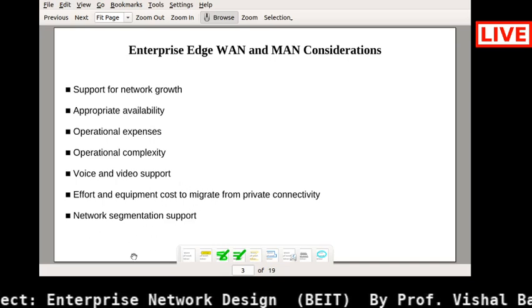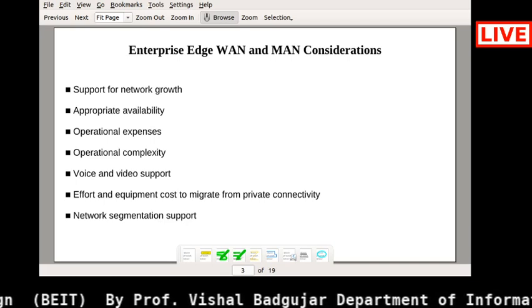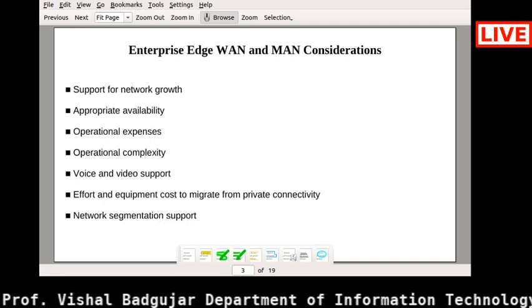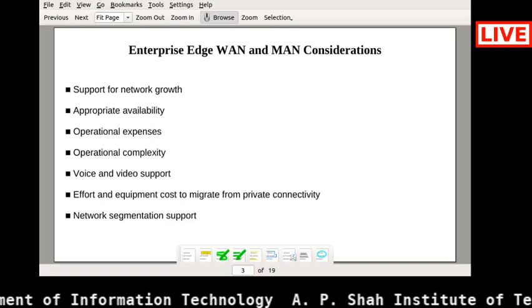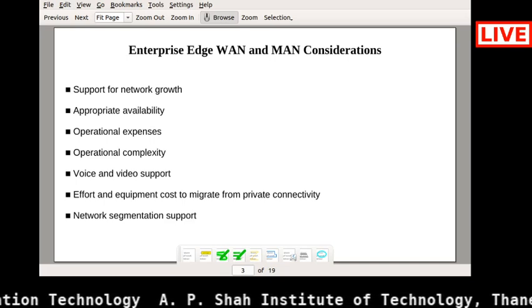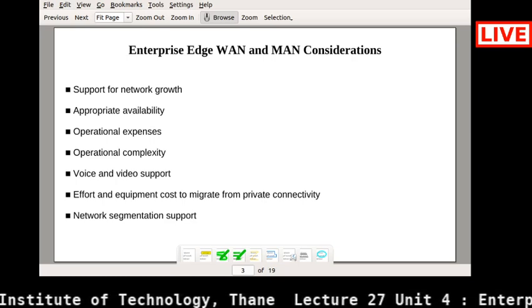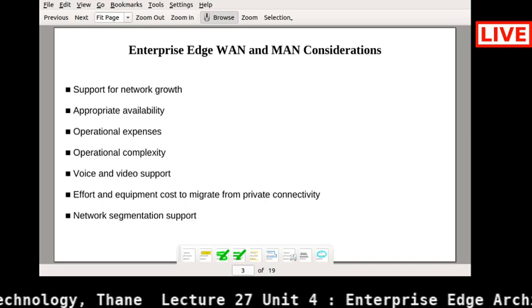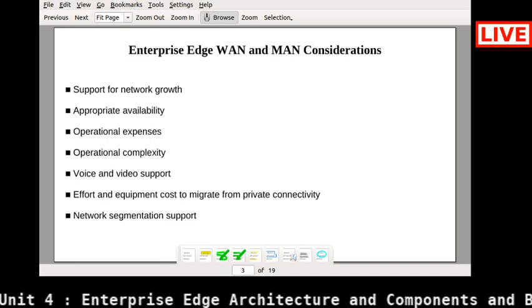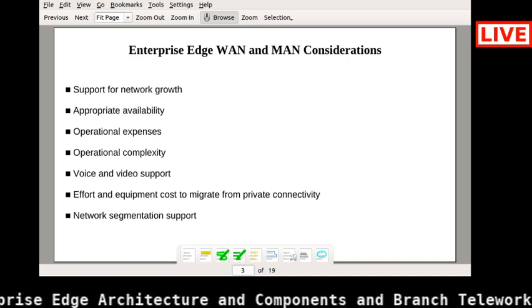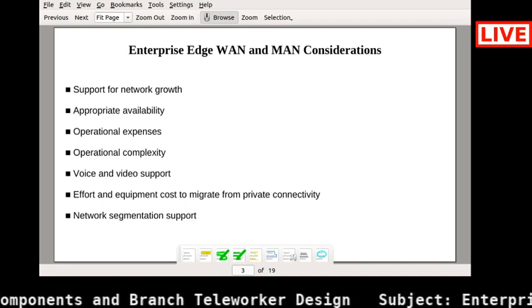Then the next one is the network segmentation support. It means supporting a single network that is logically segmented. One advantage of network segmentation is that it reduces your expenditure with respect to maintenance, network administration, and the network tariff which you are going to give. If you compare with a physical network, using logical segmentation will be much reduced.